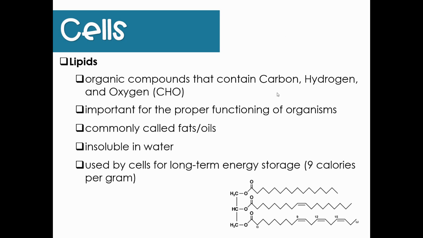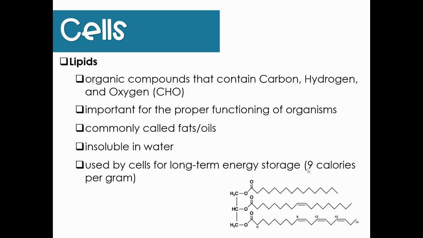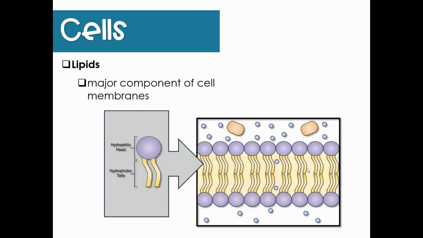And then I put a structure here of a lipid, so you can see these fatty acid tails here. This is a triglyceride. And lipids contain 9 calories per gram. Let me go back. Carbohydrates contain 4 calories per gram of energy, and then lipids contain 9. So while this is not a fast energy source, this is a long-term energy source. It does provide more energy per gram.